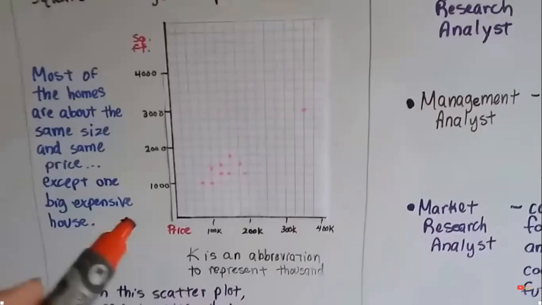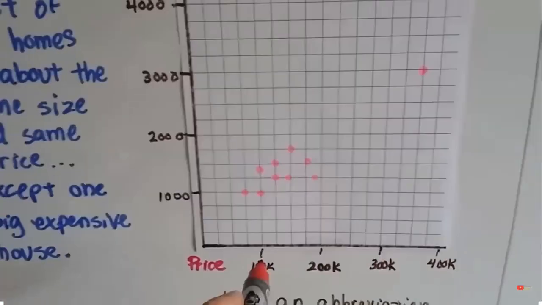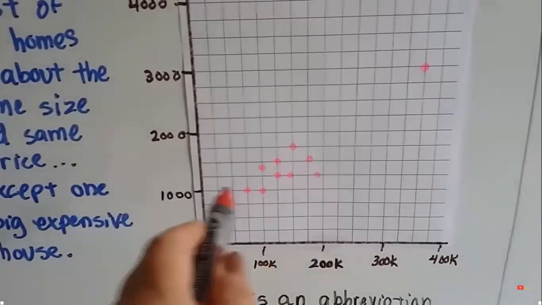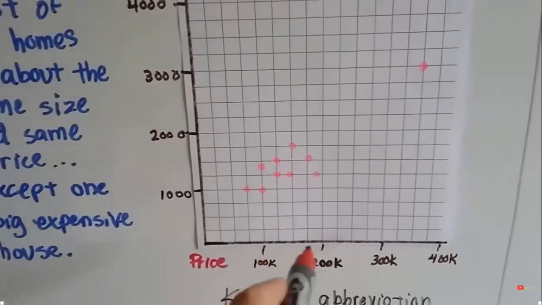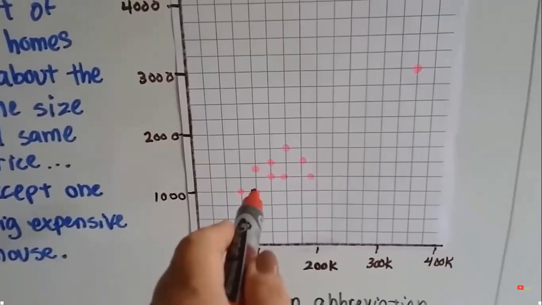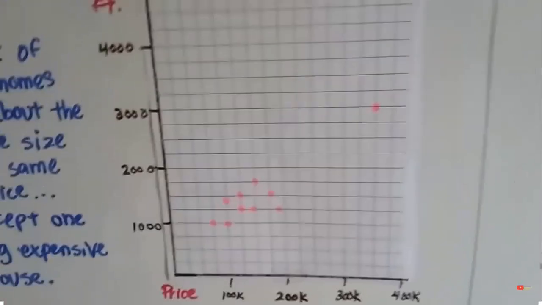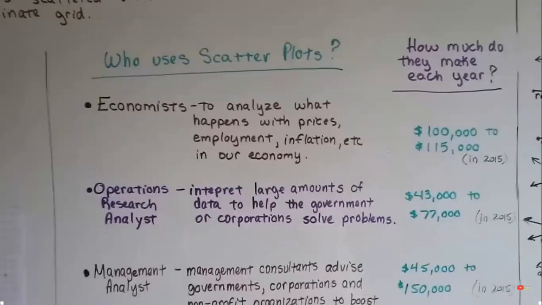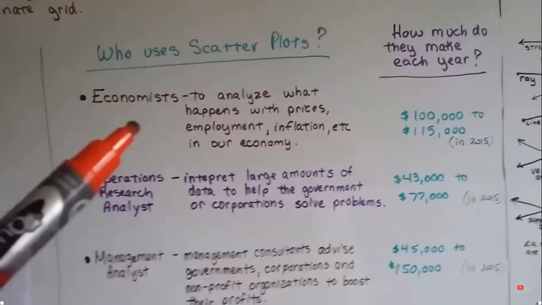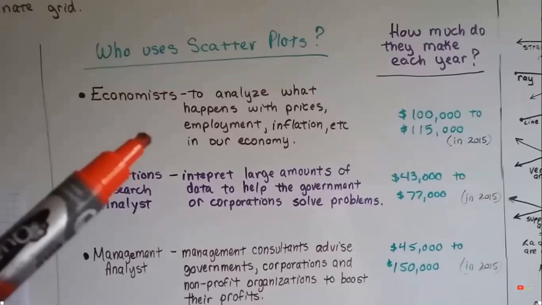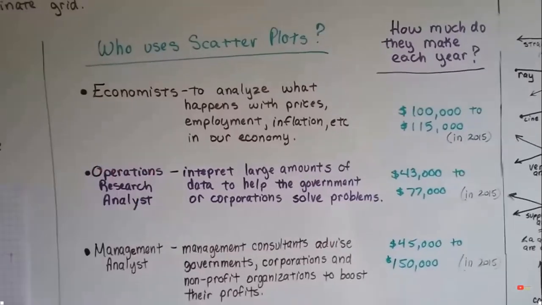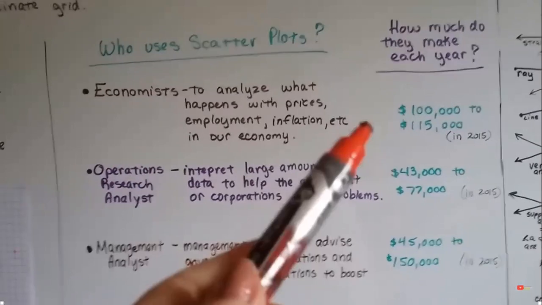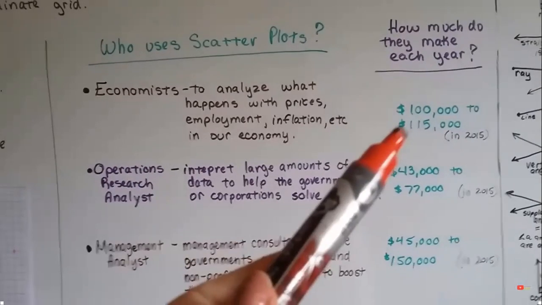And this would be the X values, the price of the homes. So 100,000 would be the X value, and the 1,000 square feet would be the Y value. See that? Now, who uses these scatter plots? What's the big deal? Well, check out how much they make each year. An economist analyzes what happens with prices, employment, inflation, and stuff like that in our economy. Why did the house prices go up? Why did they drop down? And they make about $100,000 to $115,000 a year in 2015. That's a pretty good job.